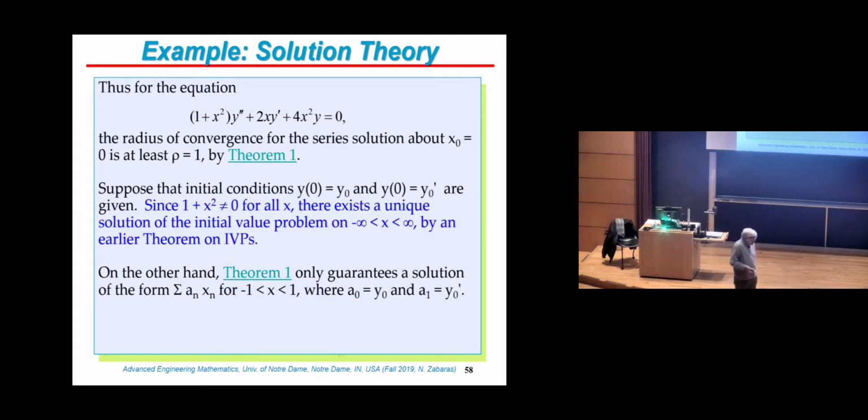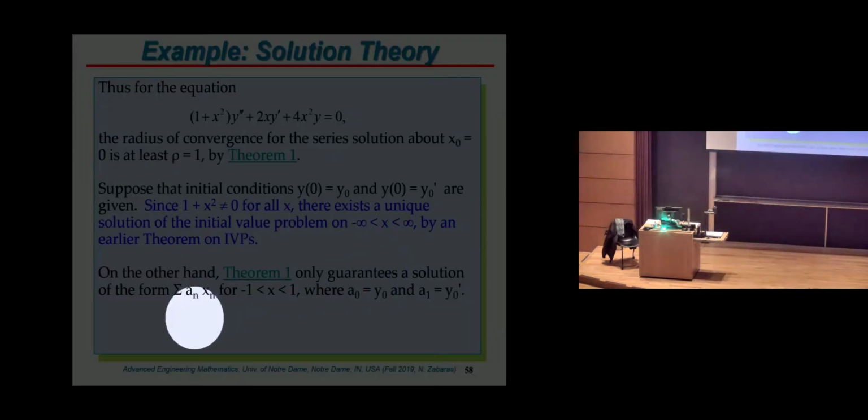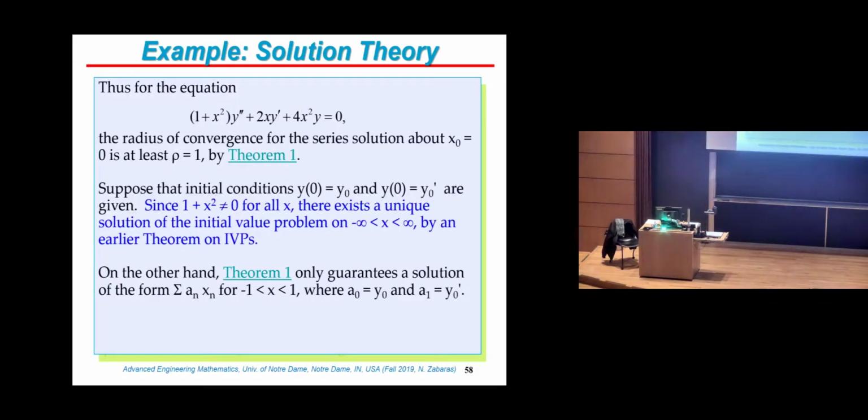But now what I am telling you with this power series expansion, we say there is a solution that looks like this for x between -1 and 1. Can you see the contradiction here? So what do you think happens? How do the 2 theorems actually come together so they don't really contradict each other?